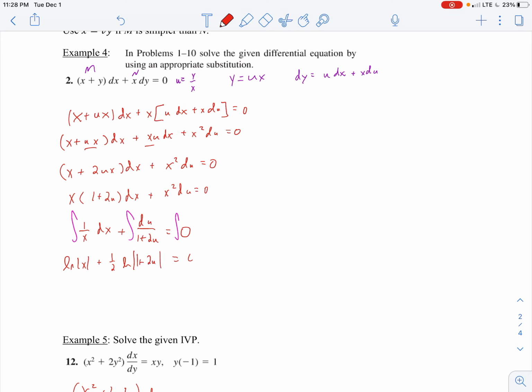Now let's go ahead and solve. I'm going to put an exponential to both sides. And when I do that, on the left-hand side, e to the natural log of x is just going to be x times 1 plus 2u to the 1/2 power, and that's equal to c.